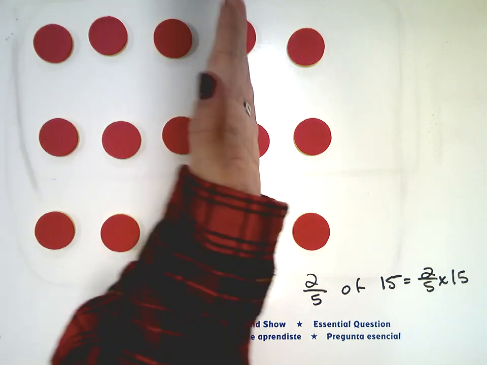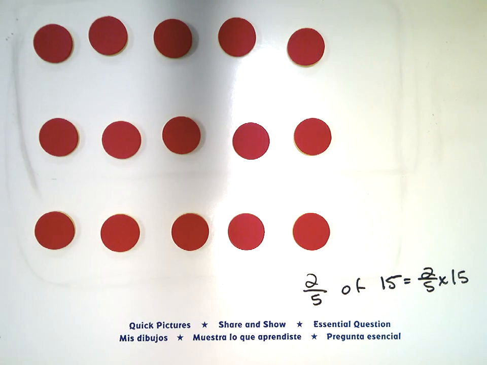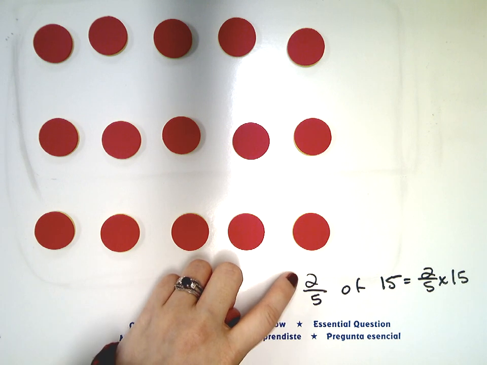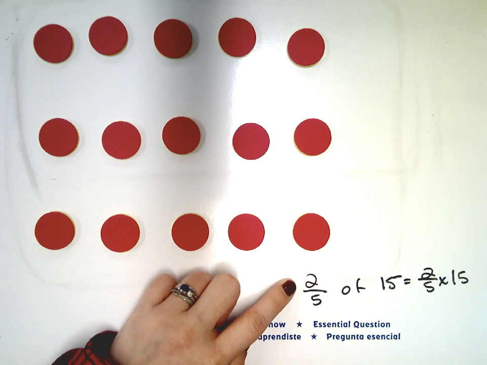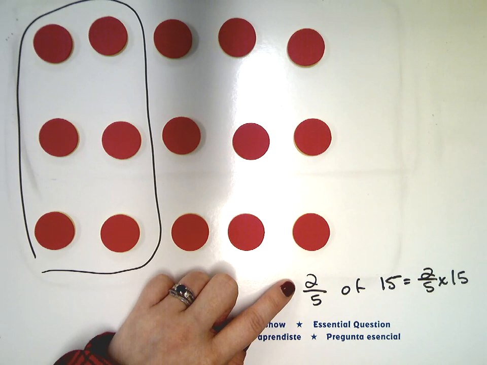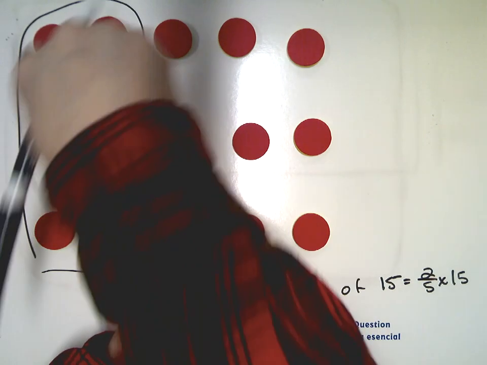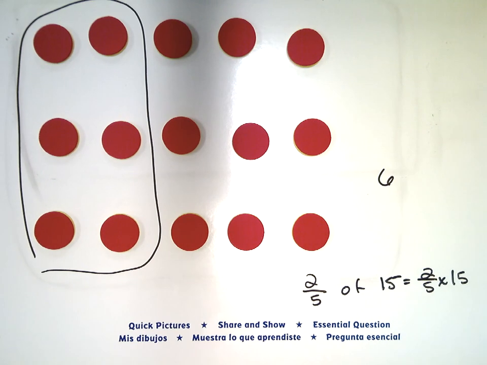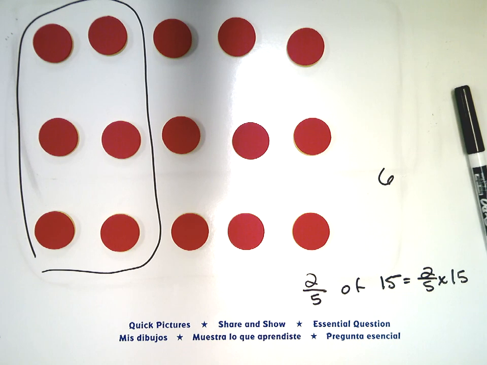So if I have 5 groups, how many of them do I circle? If I have 2/5, how many do I circle? It's my numerator. What is it? 2 of my 5 groups, right? So I just circled 2 of my 5 groups. So what is my answer? How much is in here? 6. So 2/5 times 15 is 6. Okay? I promise it's not that hard. Honestly, this is the easier part, using the counters.